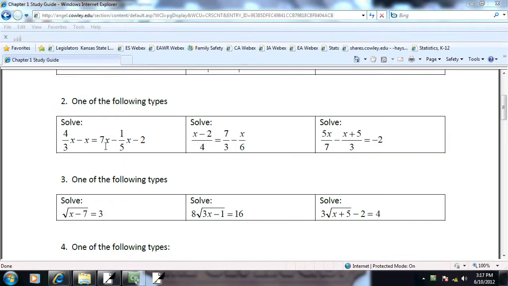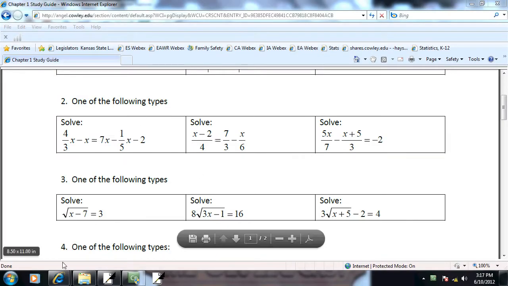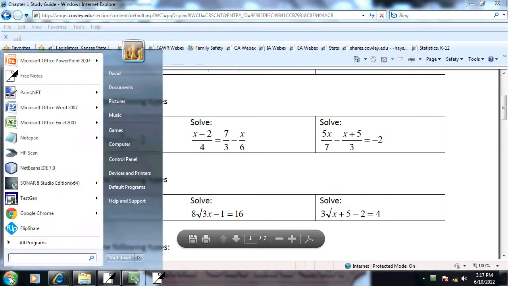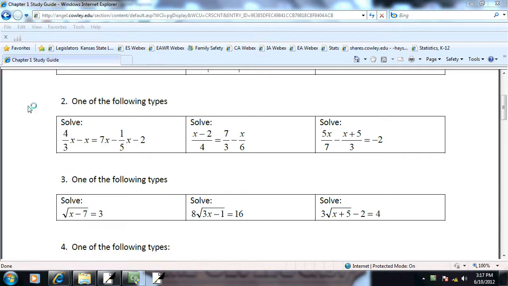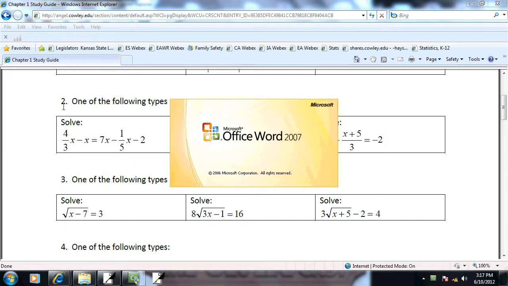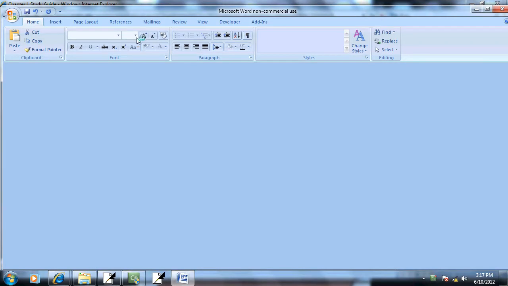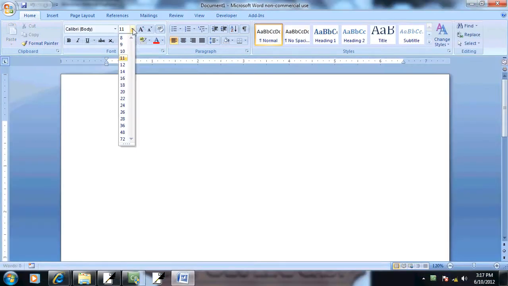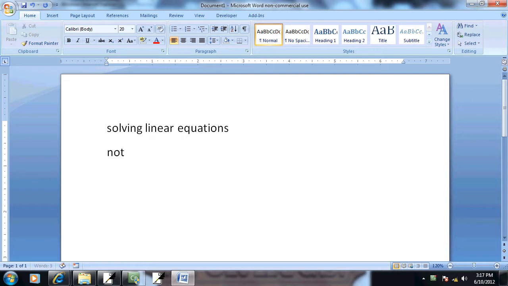Let's take a look at solving linear equations. Just to refresh your memory, let me bring up Word here real quick. Our steps. Solving linear equations. We have our note up at top. At any step, combine like terms and combine numbers.